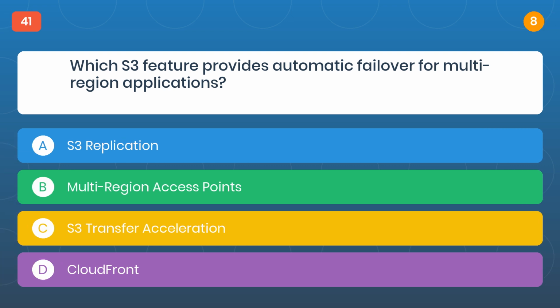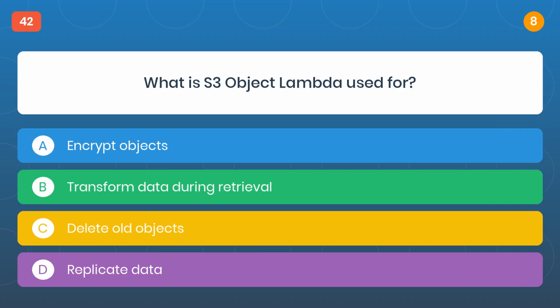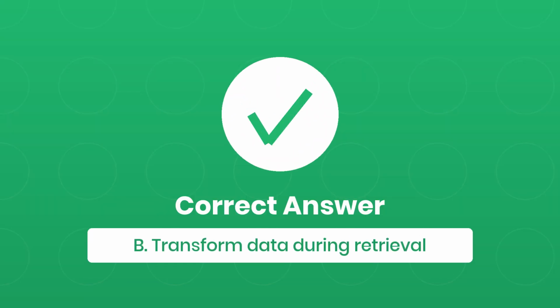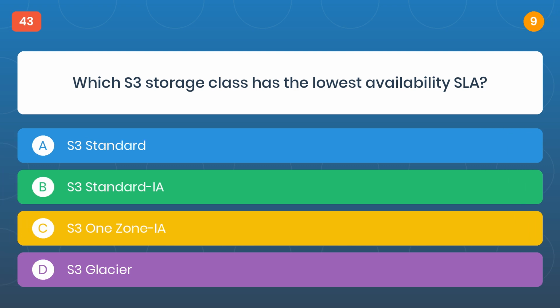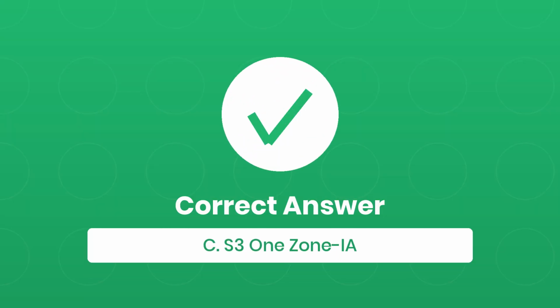Question 41. Which S3 feature provides automatic failover for multi-region applications? The correct answer is B, multi-region access points. Question 42. What is S3 object Lambda used for? The correct answer is B, transform data during retrieval. Question 43. Which S3 storage class has the lowest availability SLA? The correct answer is C, S3 one zone IA.